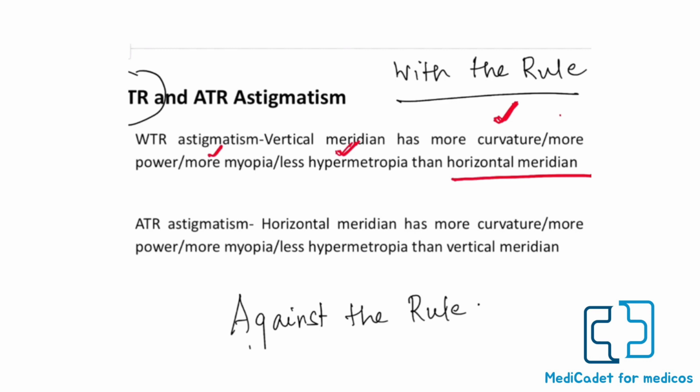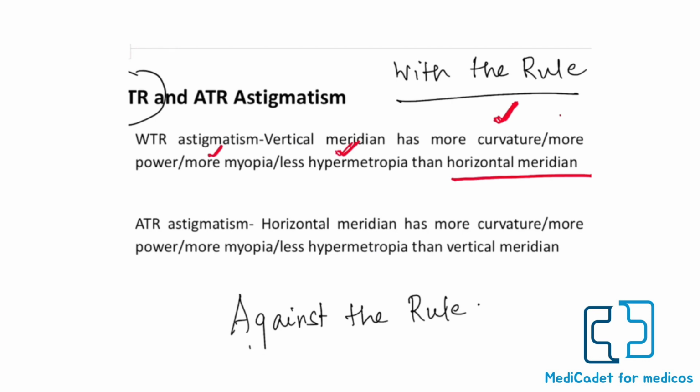Okay. So normally, our vertical axis is a little more myopic than horizontal, and that's why that is called with the rule. Because normally also, in most people, the vertical will be slightly more myopic than horizontal, and that's why this is called with the rule. So I repeat, the definition is that vertical axis is more myopic, more curved, or less hypermetropic than horizontal.